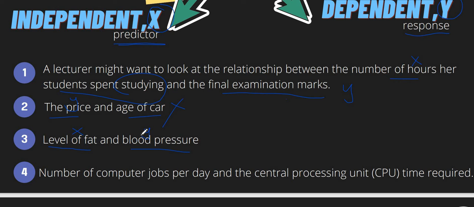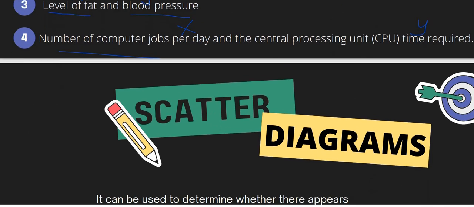Okay, the last one, number of computer jobs per day and the central processor unit or CPU, time required. So, if you have many jobs that you need to do for a day, of course, your CPU will need more time. So it means that the time will depend on the number of jobs. So the number of jobs here is X and your time here is Y. Okay, class, so I hope that you are clear on independent and also dependent.